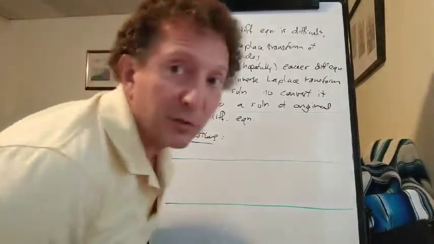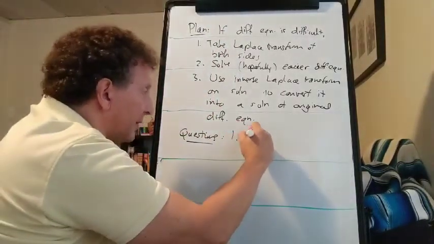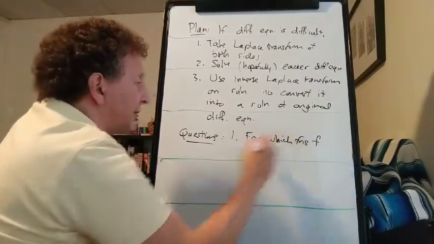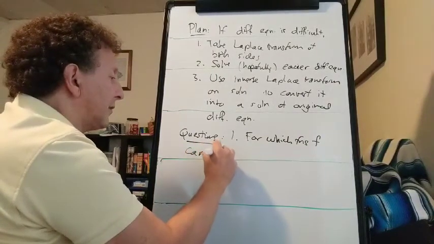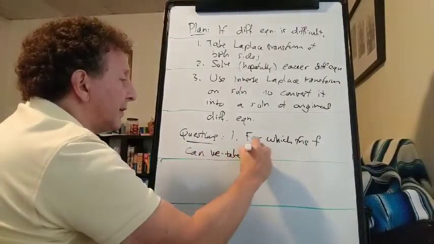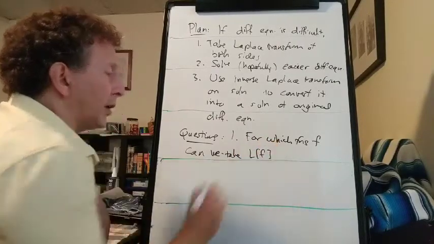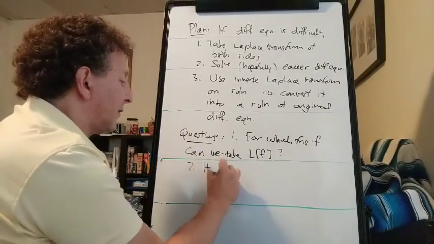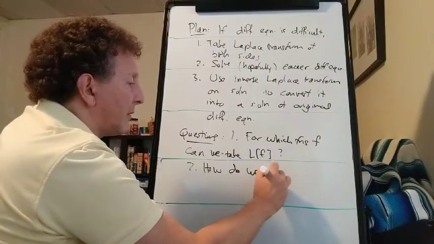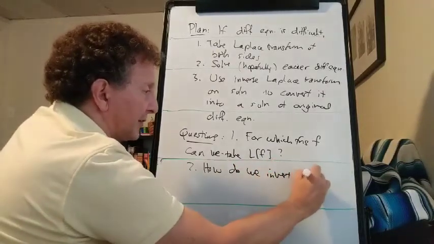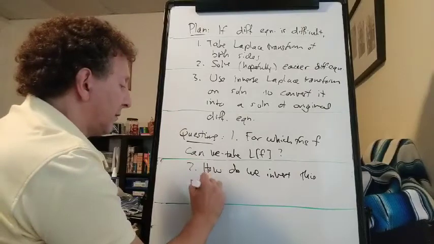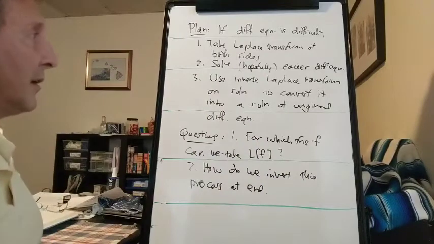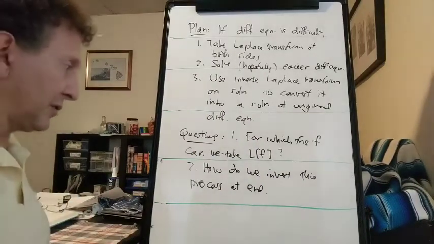So then, as I said, this raises two questions. First of all, for which functions f can we take L bracket f, the Laplace transform? And then how do we invert this process? At the end, because we have to convert the Laplace transformed solution into a solution of the original equation.